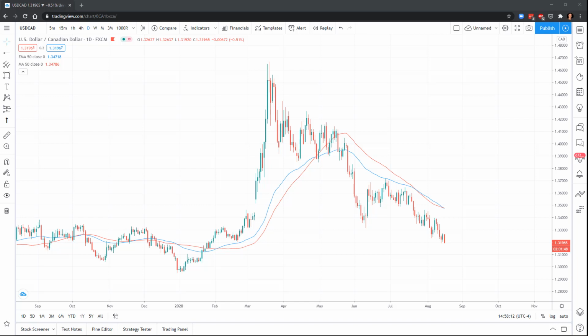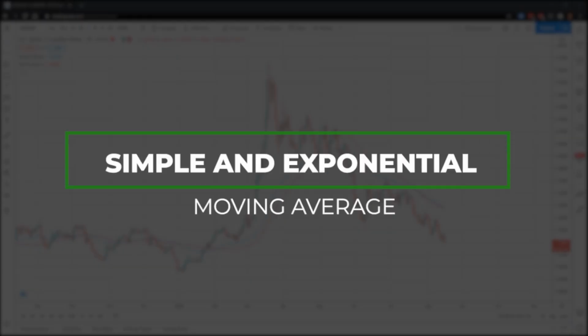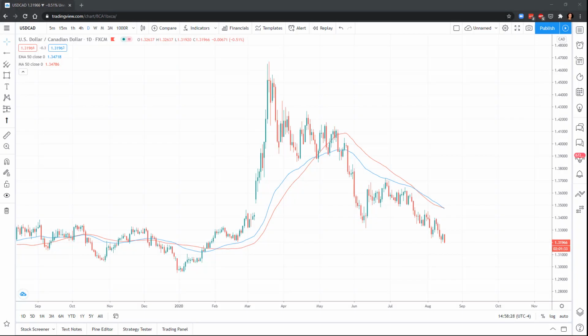Now, there are several types of variants to the moving average. However, in today's video, we're going to focus on the most common, which are the simple moving average and the exponential moving average. So you guys might be wondering what the difference is between the simple moving average and the exponential moving average. And that difference, in one word, is responsiveness.